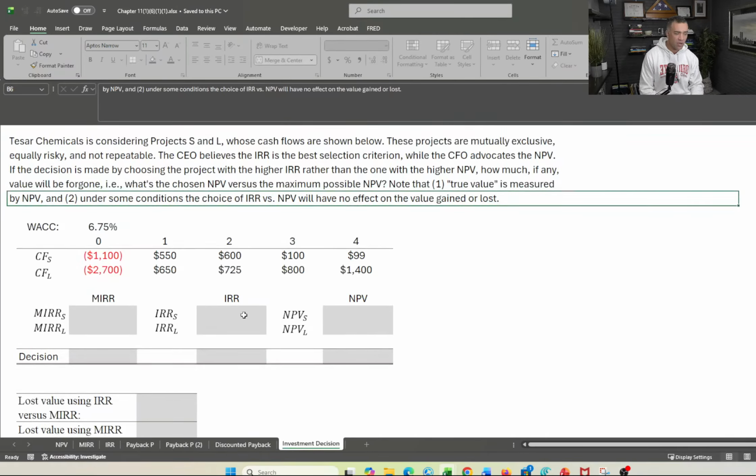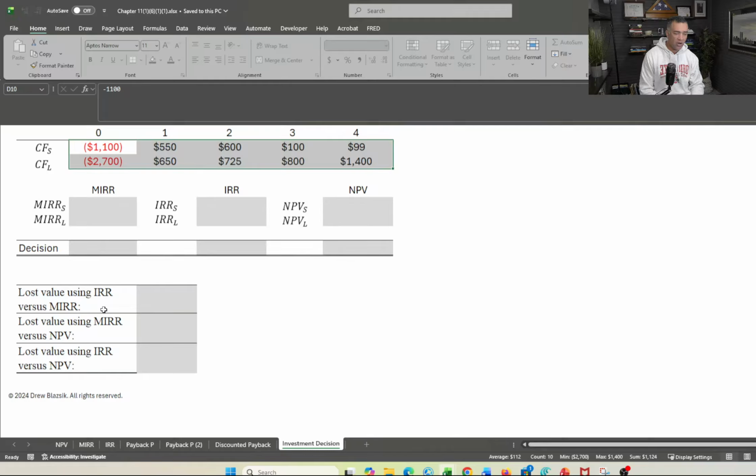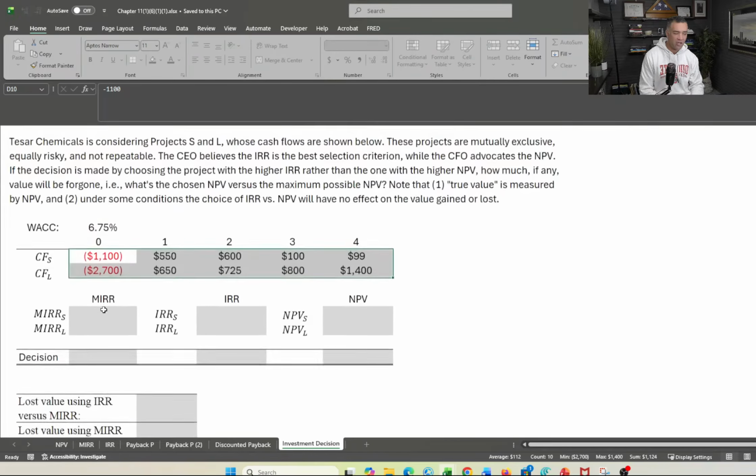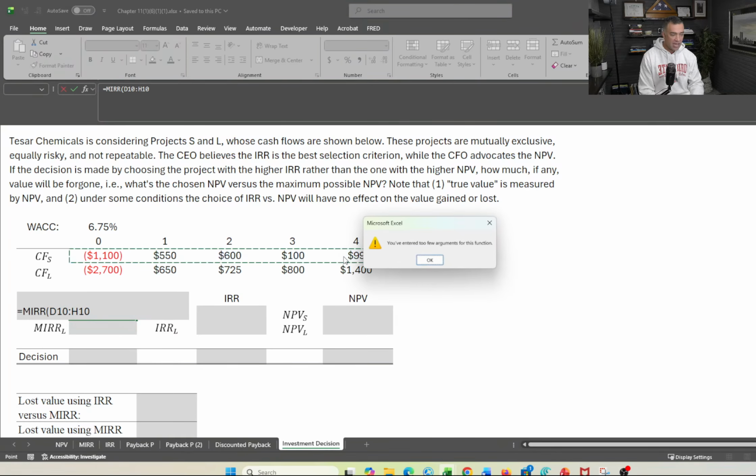Let's just do this one. We got 2 projects, S and L. We want to compare these, and we're going to show the loss value. So let's do S first. Let's do the MIRR. So I'm going to do the MIRR for S. Remember, it's all the values highlighted.